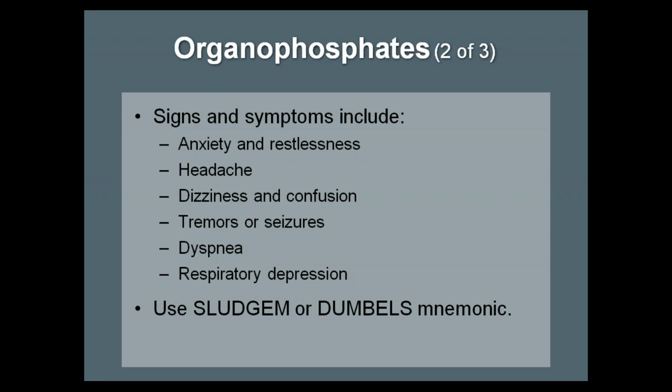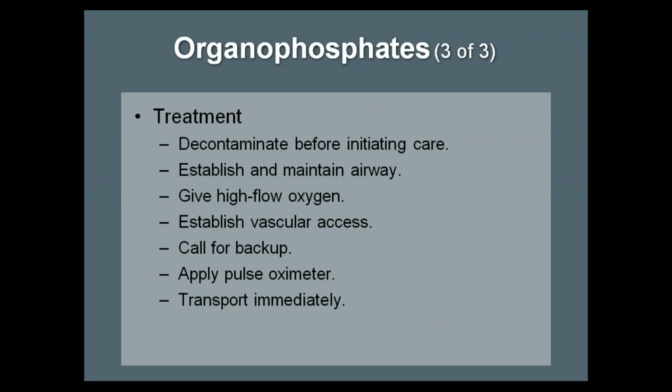If I do recall, there were questions on organophosphate in my national registry. There were questions on that in mine years ago. So I'd focus on blood pressure and vital signs. Treatment: decontaminate before initiating care, so you've got to make sure you're scene safe. ABCs, high flow oxygen, IV access, call for backup, pulse ox, and immediate transport. I would definitely make sure that your receiving hospital knows that you're bringing in a suspected organophosphate patient.